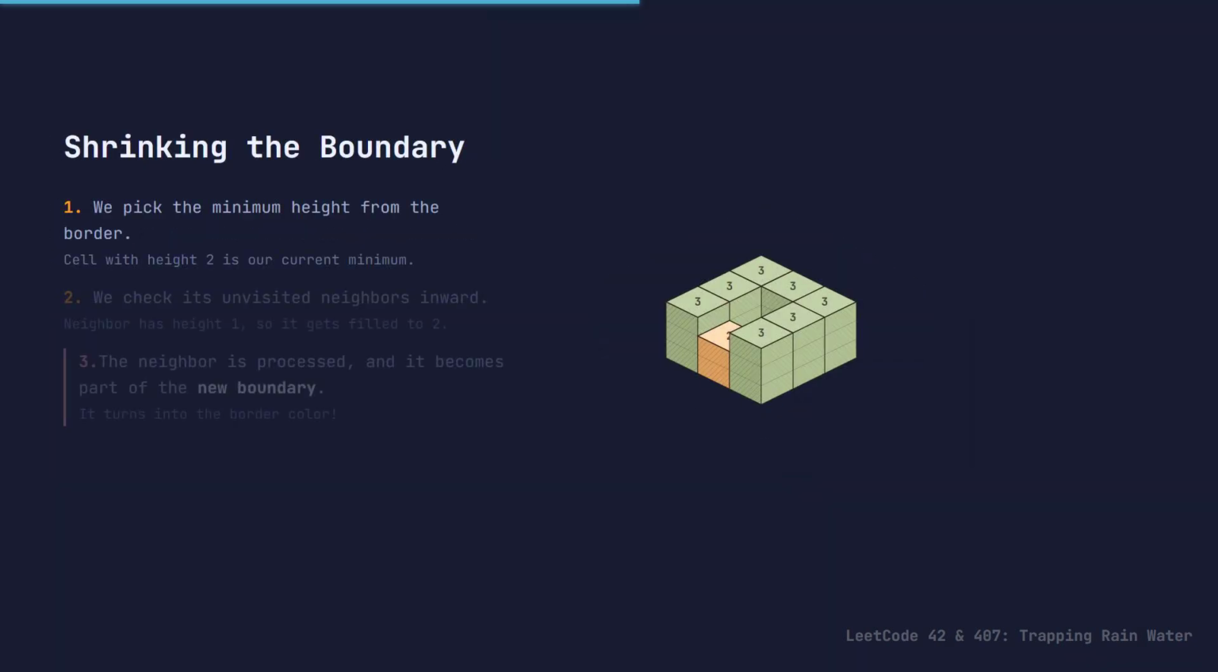Under the hood, a Min-Heap organizes our boundary cells like a tree, where the absolute lowest height naturally bubbles up to the very top. This data structure allows us to efficiently find and extract the smallest wall in logarithmic time, no matter how chaotic the grid gets.